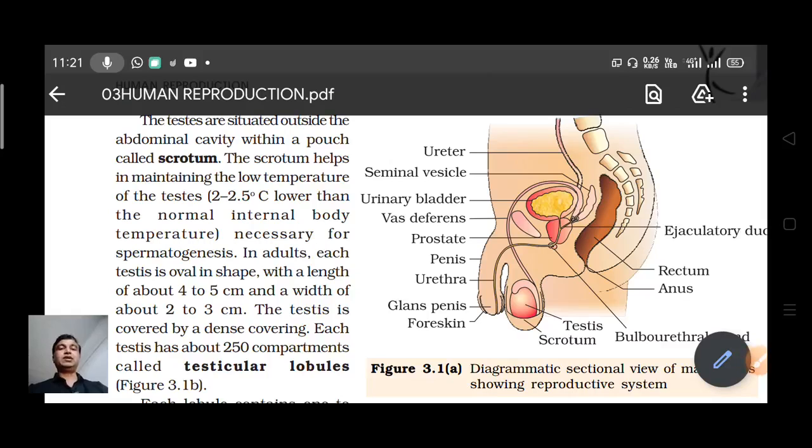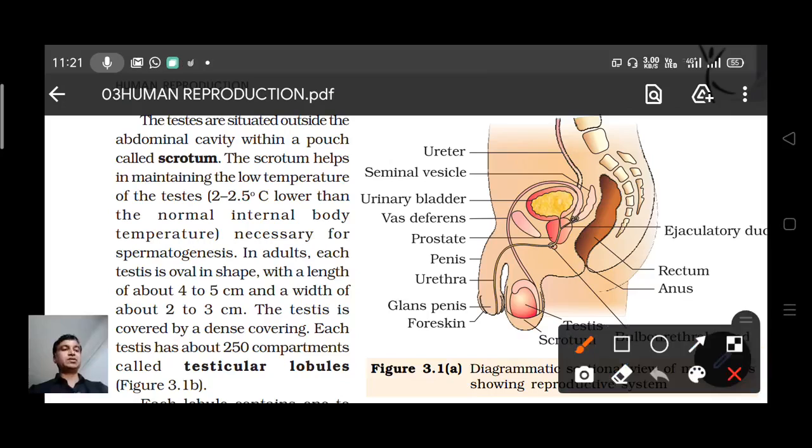It is necessary for spermatogenesis. In an adult, each testis is oval in shape, with a length of 4 to 5 cm and a width of 2 to 3 cm. The dimensions are given. The testis is covered with a dense covering. Each testis has about 250 compartments called testicular lobules. So in the board activity we covered the testis: outside it is covered by three membranes, tunica vaginalis, tunica albuginea and tunica vasculosa. Tunica albuginea enters into the testis and produces the testicular lobules.